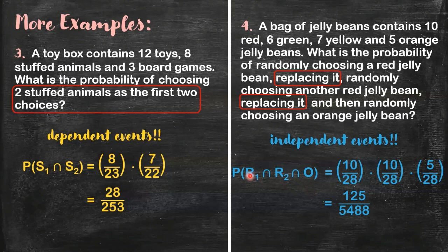So this is getting a red jelly bean first, and then another red jelly bean, and then an orange jelly bean. This is the probability of choosing a red jelly bean. This is the probability of choosing another red jelly bean. And this is the probability of picking an orange jelly bean. Now, if you multiply and simplify, you will get 125 over 5,488. Again, make sure that you write your final answer in its simplest form.